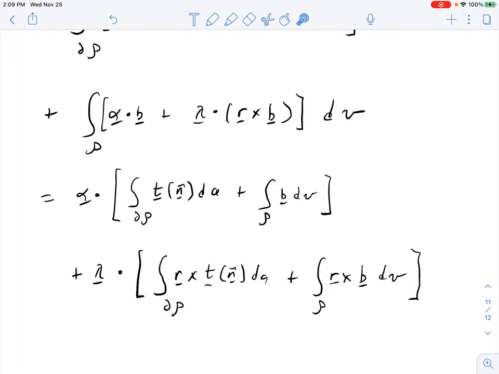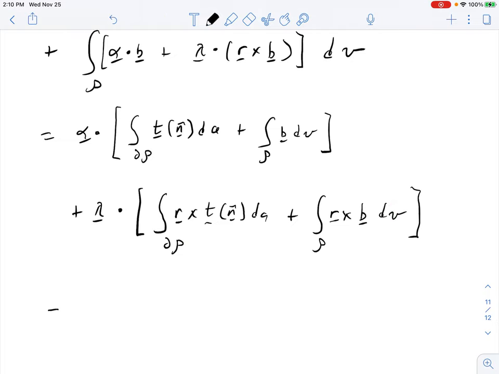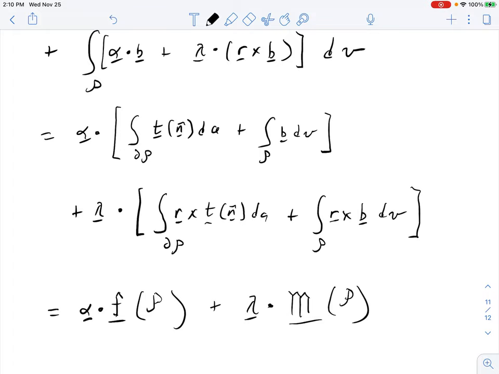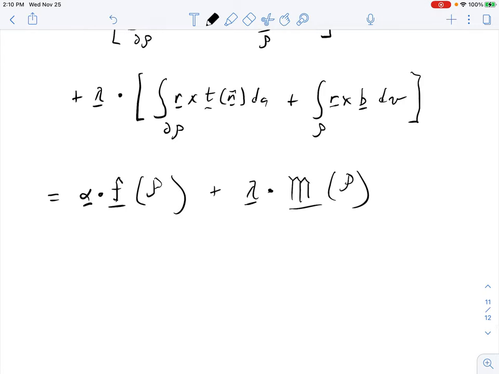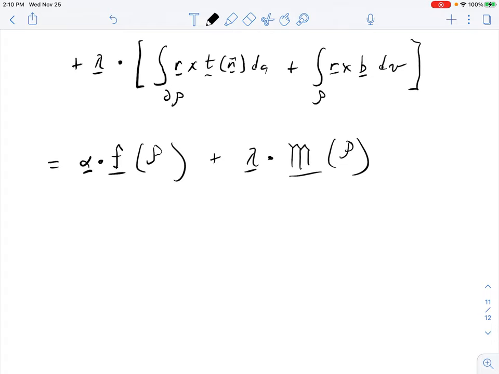All right, well, if we look here, this is the balance of linear momentum, so that has to be zero. And this is the balance of angular momentum, so that has to be zero. So that is equal to alpha dot our fancy F, the balance operator, plus lambda dot the angular momentum balance operator. So the following three are equivalent. It's really the following two, since the first two are identical.